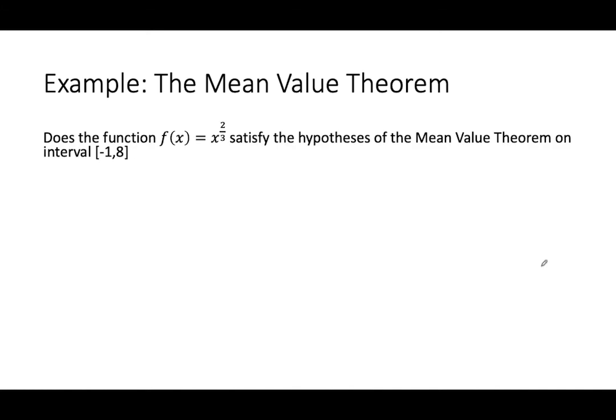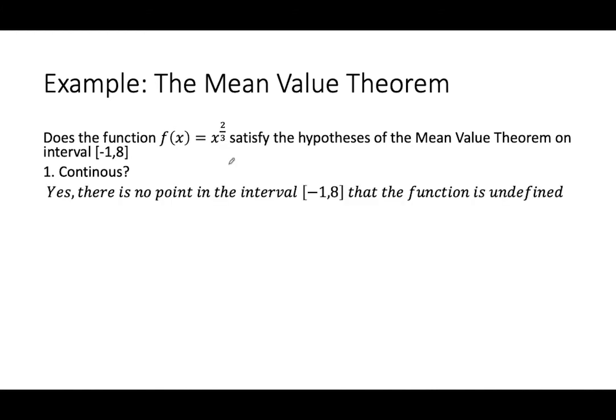Next, it says: does the function f of x equals x to the power 2 over 3 satisfy the hypotheses of the mean value theorem on the interval [-1, 8]? What were the hypotheses of the mean value theorem? First, it should be continuous on the closed interval. As we can see, there isn't any value of x that this function cannot take, since it is a cube root, so we don't have any restriction on the x values. Therefore, it is continuous on this specific interval too.